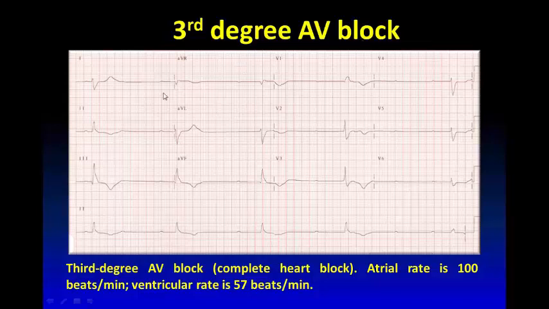In this 12 lead ECG, the atrial rate is approximately 100 beats per minute, while the ventricular rate is about 57 beats per minute. The ventricular complexes, the QRS complexes, are of abnormal shape, indicating that the stimulus which has stimulated the ventricles must have originated from the ventricles and not from the atria.